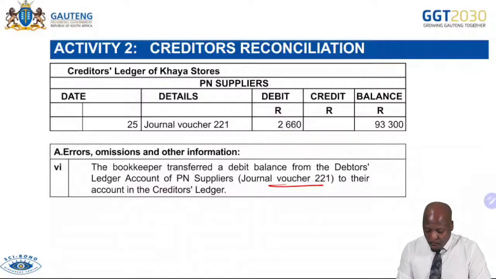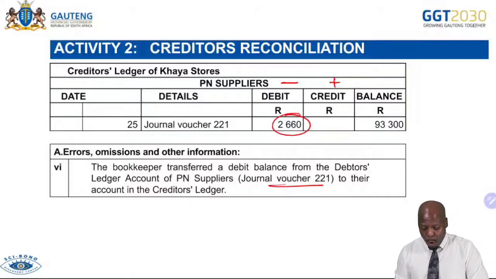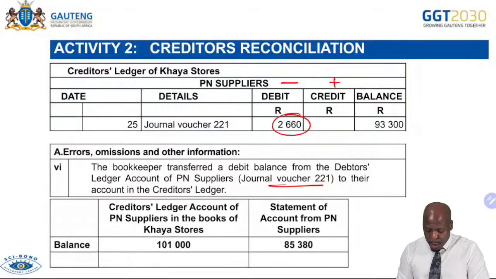Remember, in the ledger on the credit, it is a plus. On the debit, it's a minus. So we came into the ledger and we subtracted 2,660. That should have been done also in the statement. So we come now to the statement of account, and then we're going to say minus 2,660. All right, because here it was subtracted, so we'll do the same. We also would subtract it here.